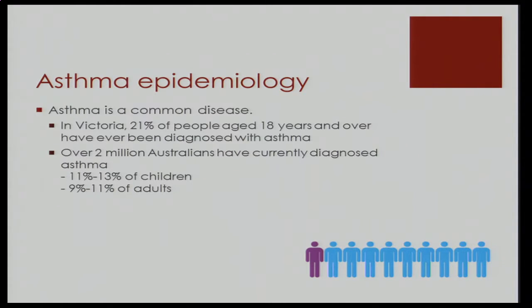So asthma is, however, a common disease. It's a disease that has been diagnosed in Victoria in 21% of people by the time they reach 18 years of age. So 21% of 18-year-olds have ever had the diagnosis of asthma. Whereas when we look at active asthma, the numbers are quite different. So 11 to 13% of children have active asthma in comparison to 9 to 11% of adults. So therefore, there are many children that have asthma and then it goes away and it's not present during adult life. And then there are some people who develop asthma for the first time later in life.